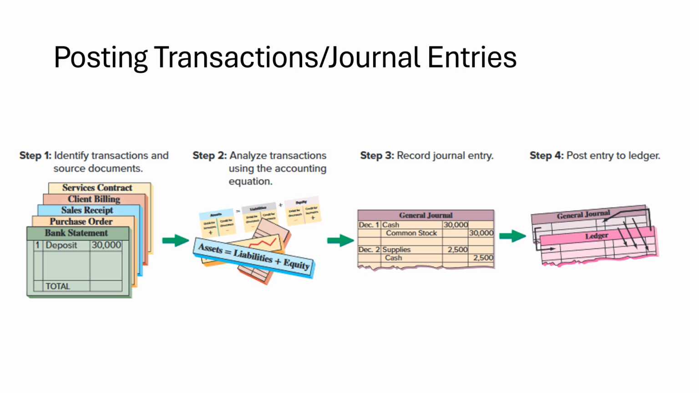So here are the steps that we have taken so far when we look at transactions. Step 1, identify transactions and source documents. Source documents are things like a receipt, an invoice, a bank statement, a purchase order. Then analyze transactions using the accounting equation. Next, record the journal entry. And the next step is to post entries to the ledger. So we will look at that in the next part.